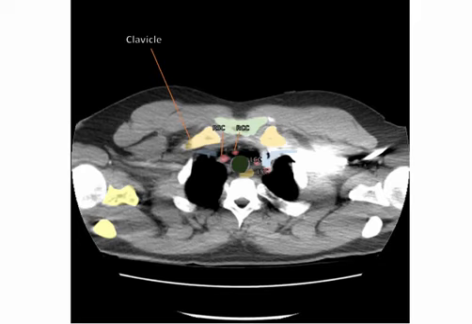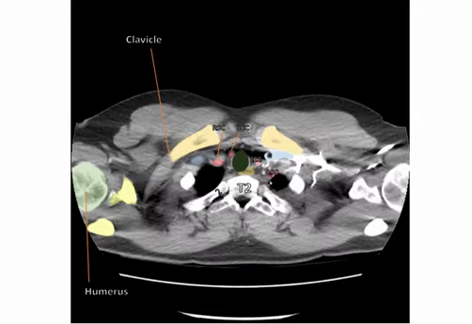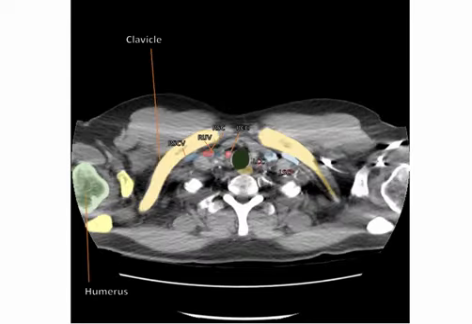Further superiorly, we see where the humerus, here, is articulating with the glenoid cavity of the scapula at the glenohumeral joint. We see the right brachiocephalic vein being formed by the right internal jugular vein and the right subclavian vein here. Also, we can see these vessels on the left, here and here.